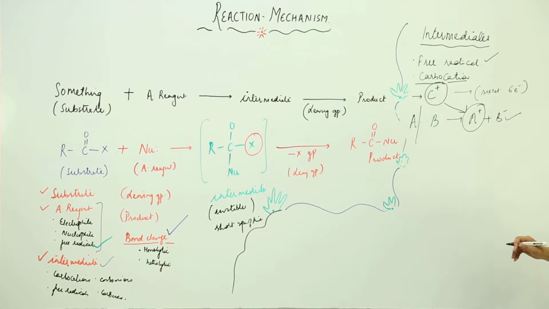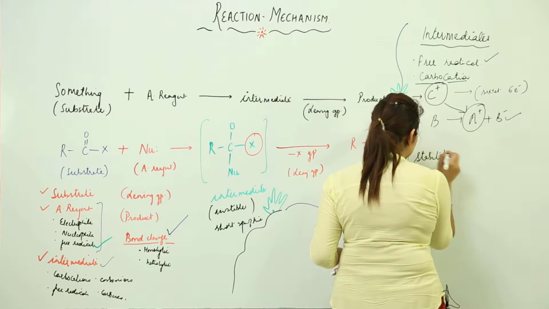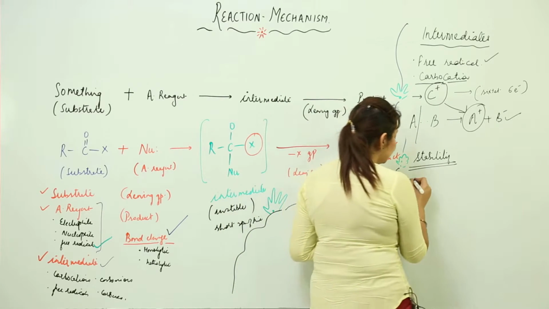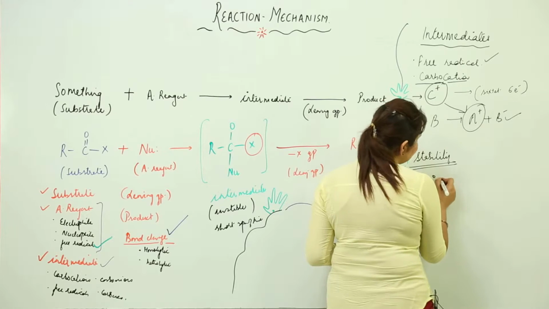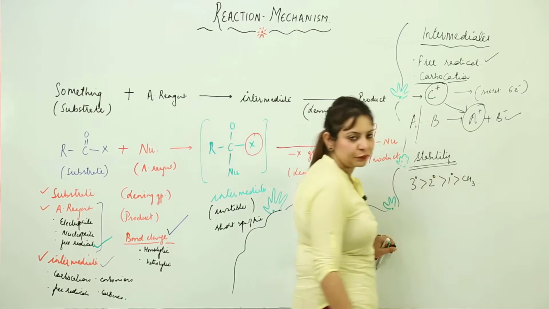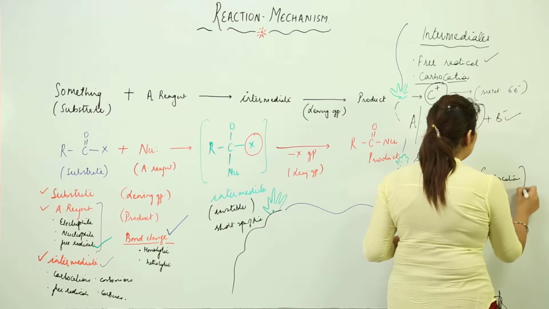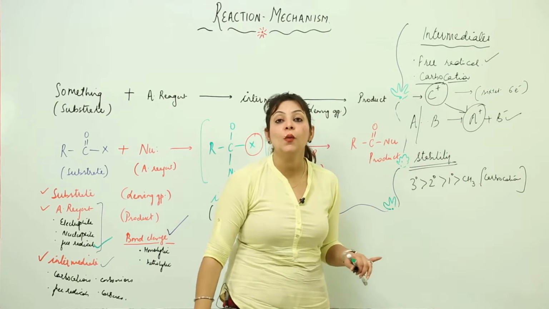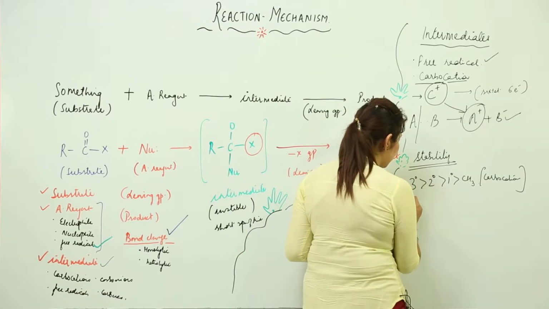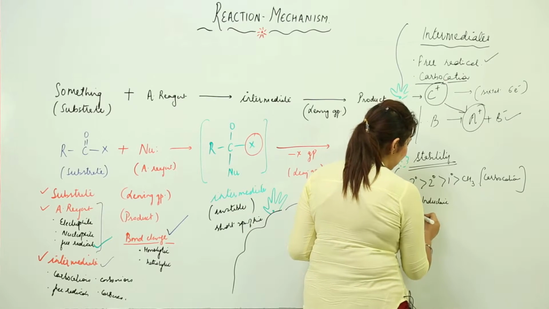Now if we talk about its stability, it can be explained. Let's see first the order of stability. 3 degree is more stable, 2 degree is less stable, 1 degree is less stable still, and methyl is the least stable. We are talking of carbocations here. Now we have to discuss why the order is given in such a way. We can explain it on the basis of inductive effect and also on the basis of hyperconjugation.